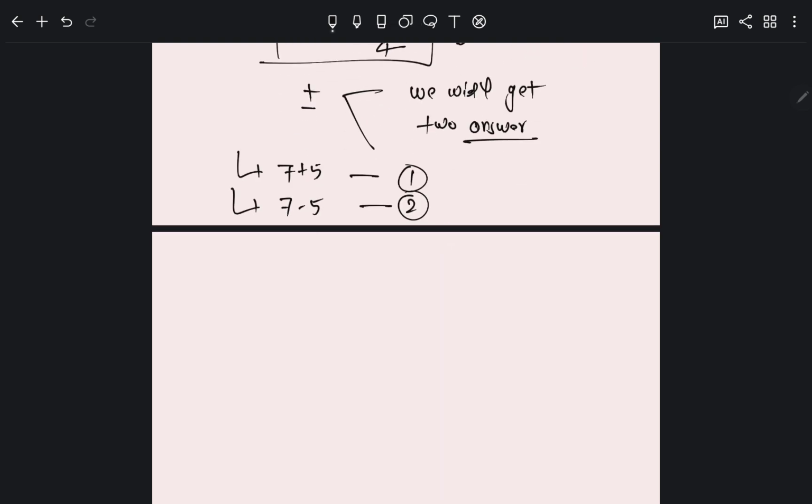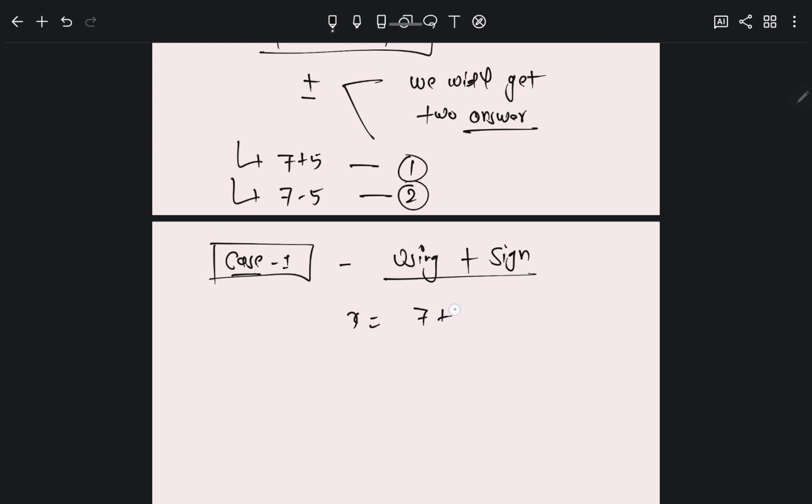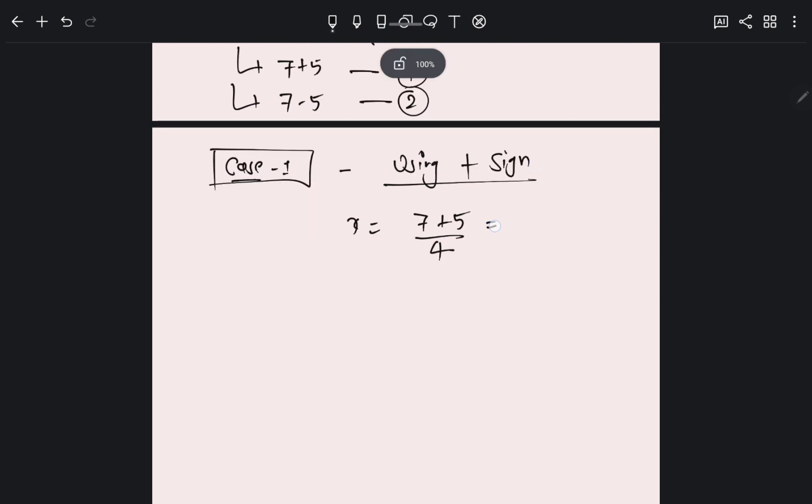Okay, so let us find the first answer using the plus sign. So I am going to write case 1, using plus sign. Got it? Plus sign. So x equals 7 plus 5 upon 4. Okay, you already know that. What gives 7 plus 5? That is 12. Okay, so x becomes 3.